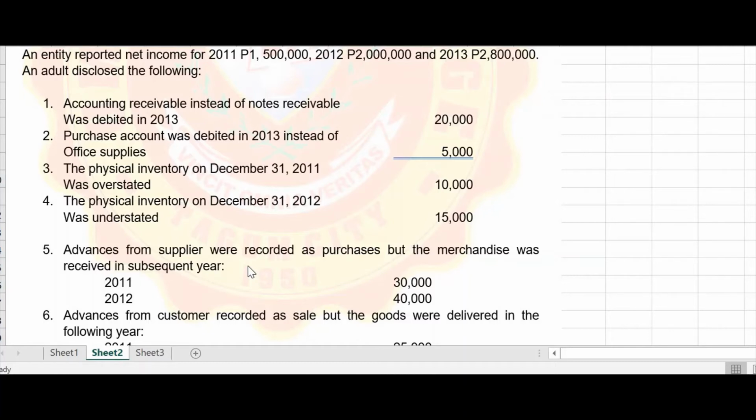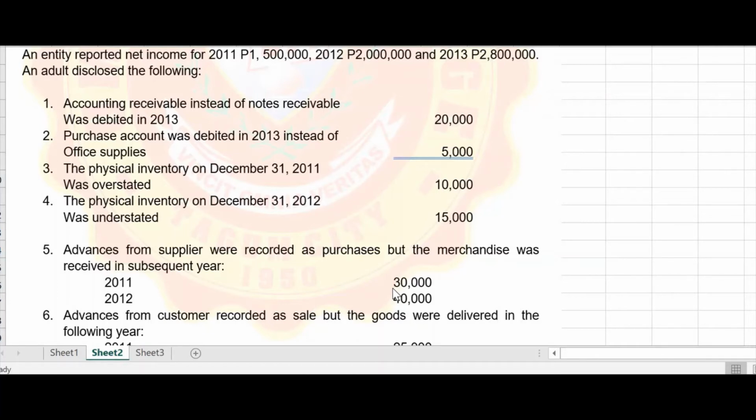Okay? So nangyari, you've recorded purchases for 2011 of 30,000, but the shipment or na-receive mo yung goods was for 2012. So supposedly, dapat i-record mo yung purchases in 2012. But you recorded it as purchases in 2011 nung nag-advance payment ka. So, that yung error. Also, in 2012, ganun din yung nangyari. So, nag-advance ka for 40,000. You recorded it as purchases. Pero dapat sa 2013 tayo na purchases.